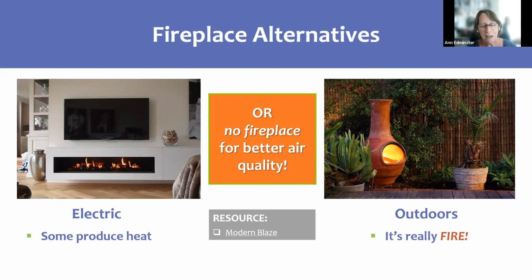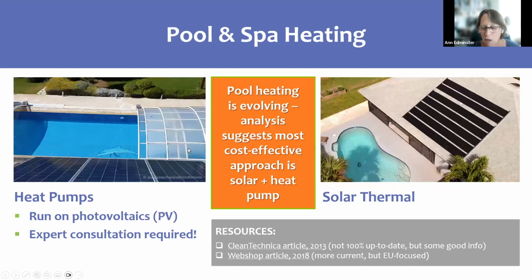On the other hand, if you want to have an indoor, what do they call them, fire appliance, there are lots of electric models now, some of which even do produce some heat and are visually a lot more convincing than their counterparts of earlier times. I particularly like this one resource, Modern Blaze. It's a retail outlet. I believe they are based in Oregon and have a ton of models available of electric units.